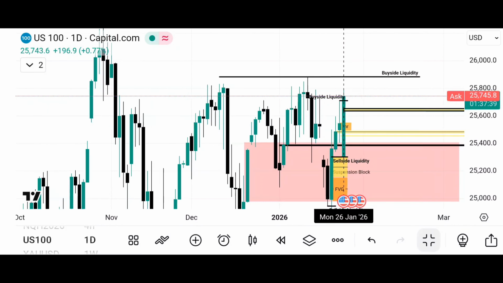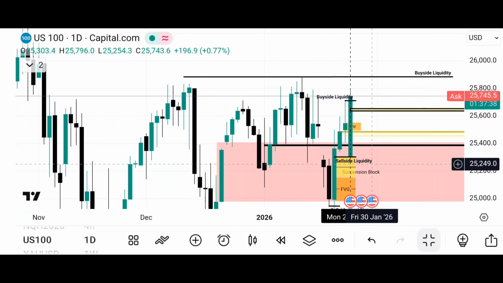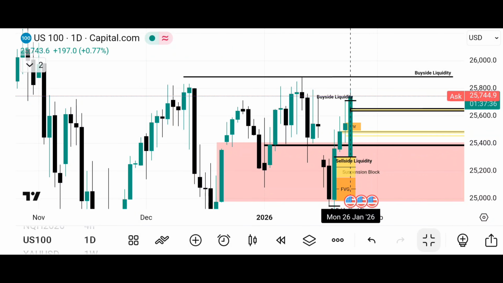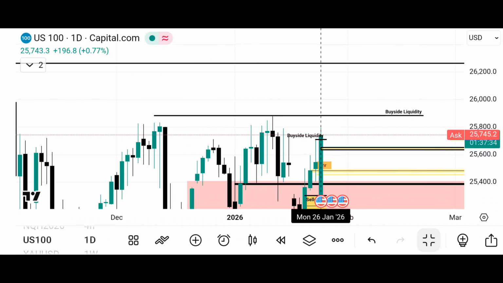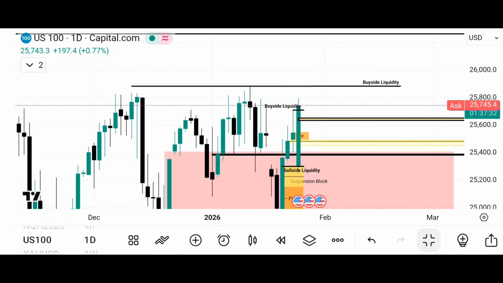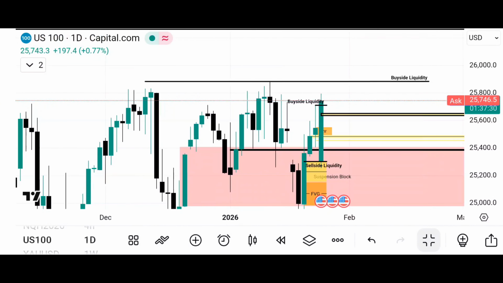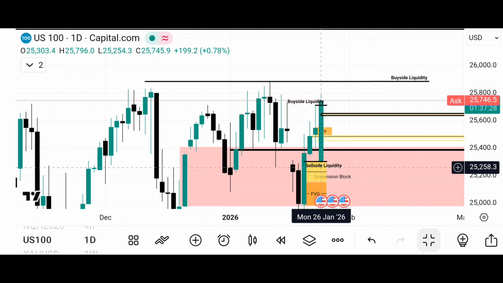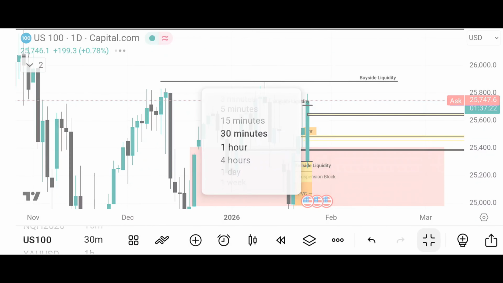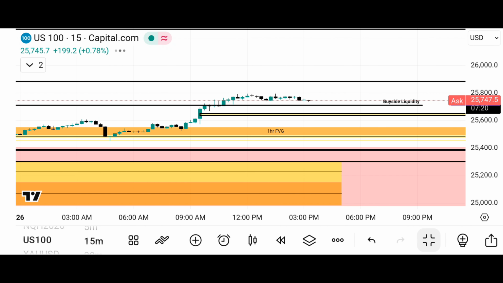US100 displayed a strong bullish movement on the daily time frame, which you can see right here, and our backtest will be on this particular candle, that's 26th Monday. Okay. Now dropping back to the 15 minutes time frame.